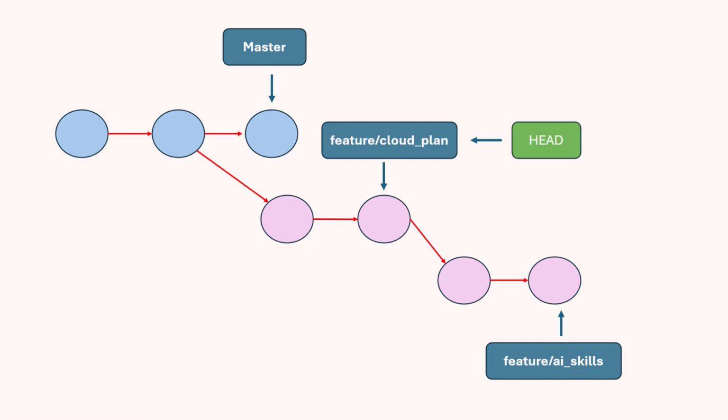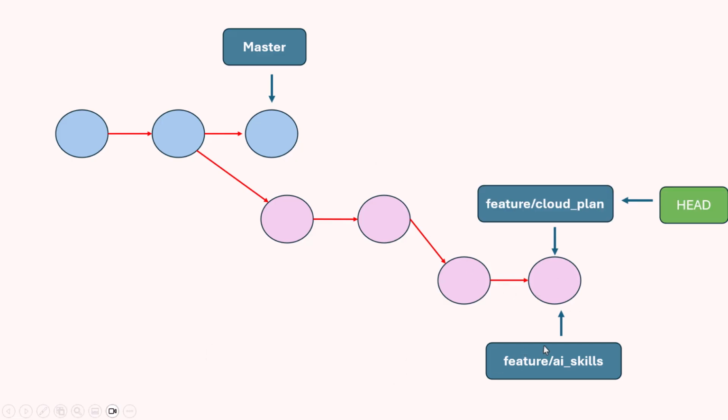We had to first switch to our feature cloud plan branch because that is our recipient branch. From that branch we now ran git merge command to merge the changes from feature AI skills branch, and it's even more intuitive here that all we need in order to combine the changes between these two branches is to make sure that we just fast forward our feature cloud plan branch to catch up to feature AI skills branch. And that is what was the end result of our git merge statement.